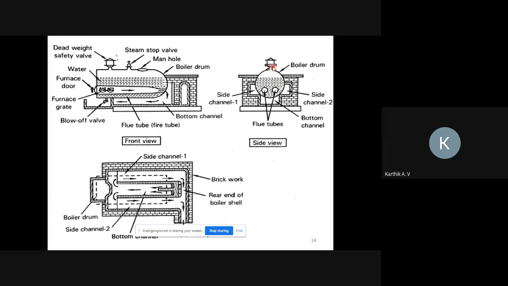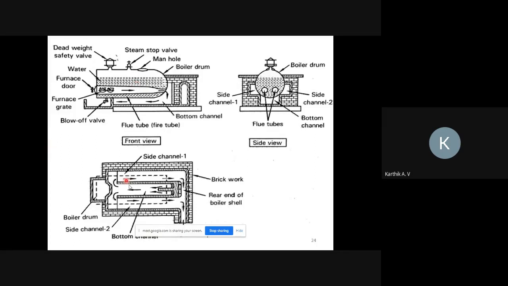Then it is moving to the turbine blade through the steam stop valve. With the help of the steam stop valve it will be moving to the turbine blade. This is the working principle of Lancashire boiler. Here it is also called a fire tube boiler. Why? Because heat is passing inside a tube, water is circulated around the tube, and it is an internally fired boiler.